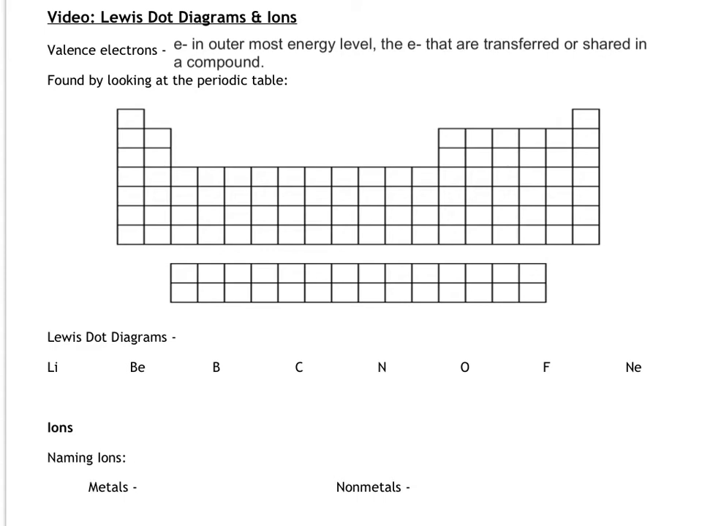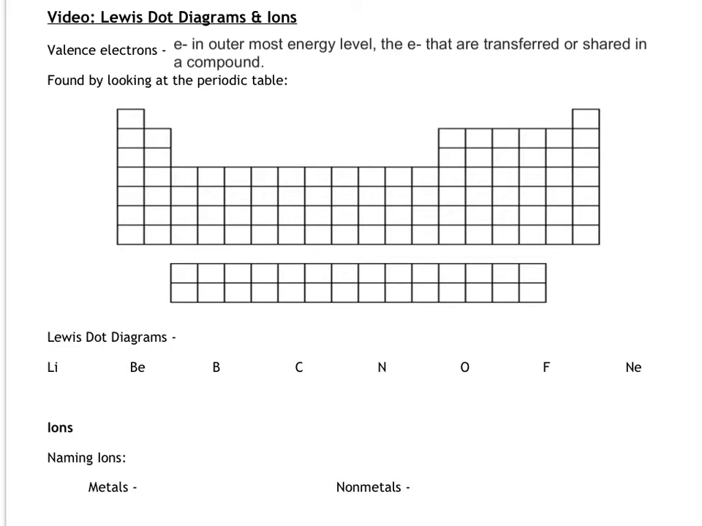This video is on Lewis dot diagrams in ions. So to make a Lewis dot diagram, we need to be able to count our valence electrons for an element. The valence electrons are the electrons in the outermost energy level. These are the electrons that are transferred or shared in a compound. So we can find out our valence electrons by looking at the periodic table.